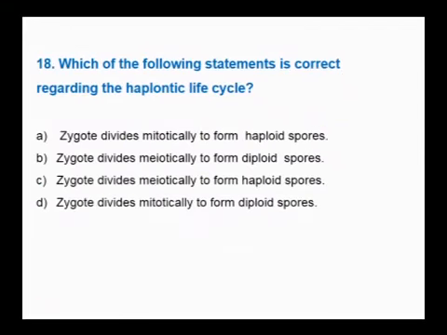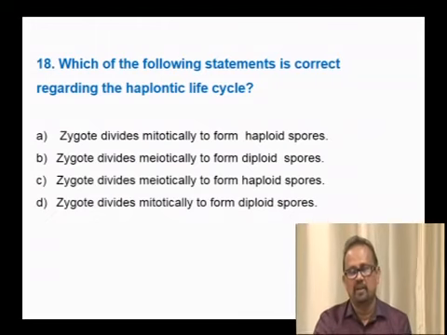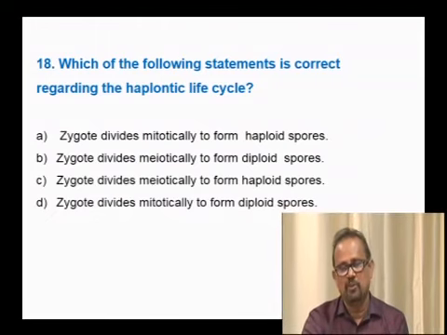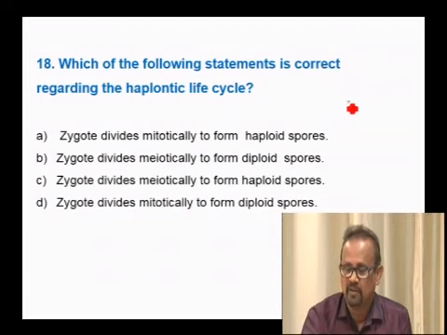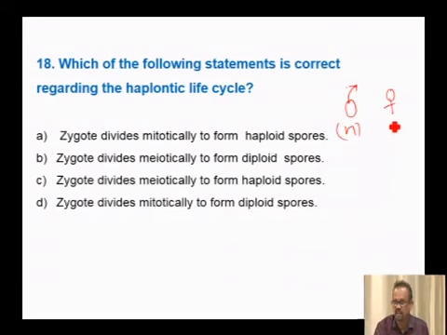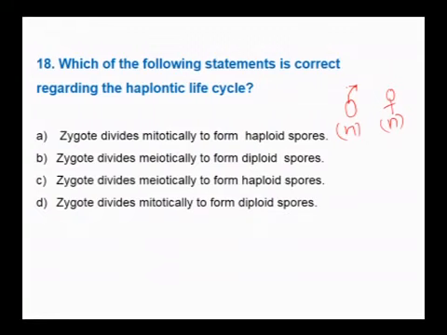Next question. Which of the following statements is correct regarding the haplontic life cycle? The haplontic life cycle can be seen only in lower organisms like algae and fungi. In the haplontic life cycle, there is a male haploid gametophyte and a female gametophyte, both haploid. They produce the gametes by mitosis. Of course, in all plants the gamete production takes place by mitosis, and the gametes are haploid.